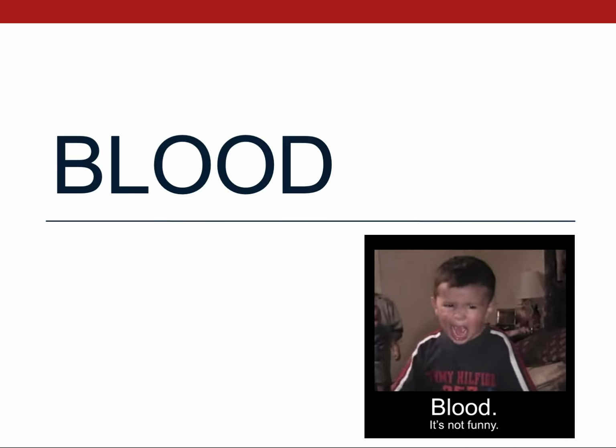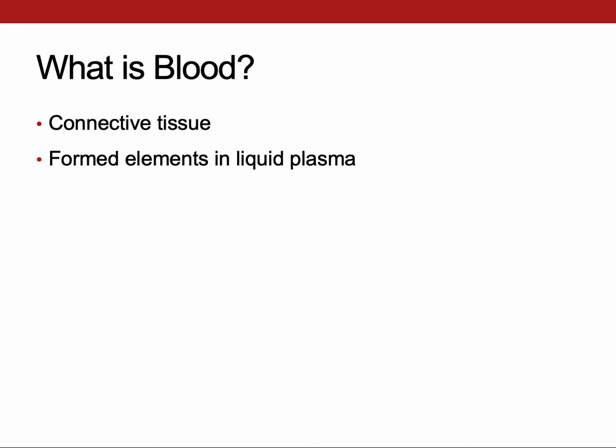This screencast will give a brief introduction to blood, including the functions, characteristics, and components of blood. Blood is connective tissue. Even though it doesn't seem like it's connecting things, it is a connective tissue. And it's made up of formed elements or cells in a liquid plasma.